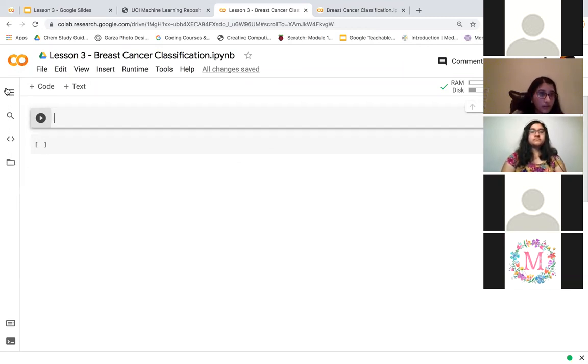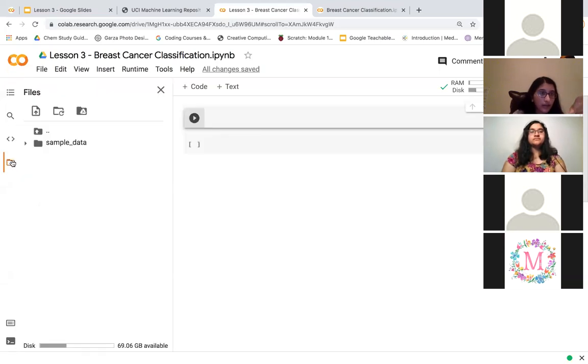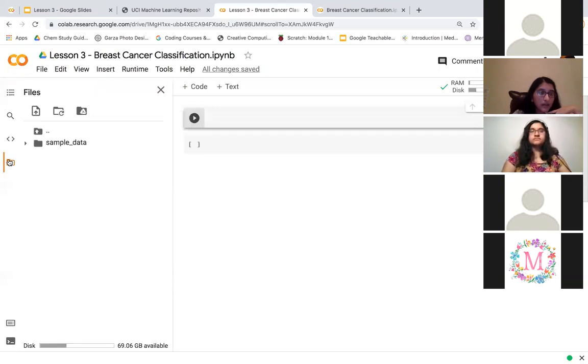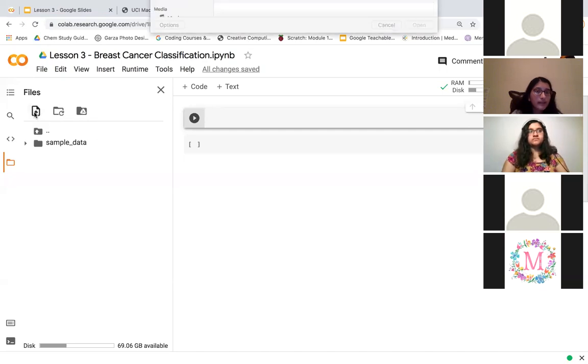So what you'll do is you'll see these icons on the side, and just let me know if there's any problems that you see here. Go to the side icons here, and press this file button here. And what you want to do is upload the CSV file that you just downloaded. To upload, you go here, this up arrow right here, and press that.